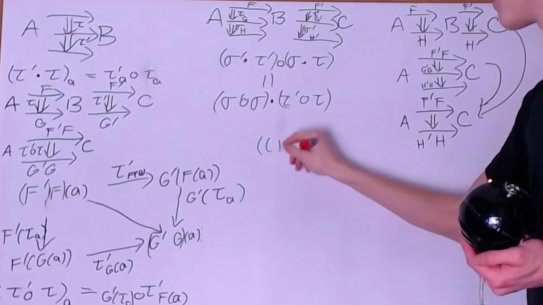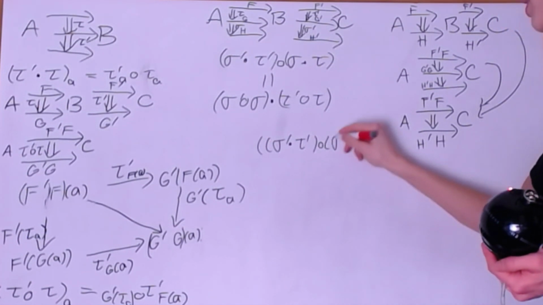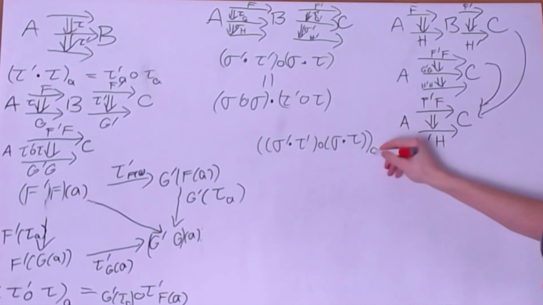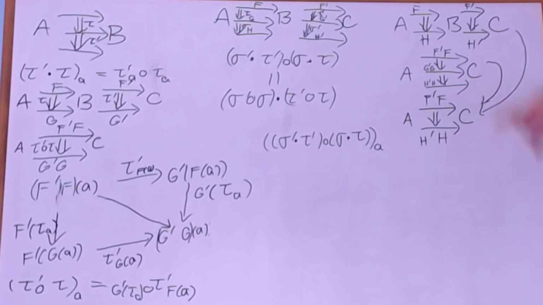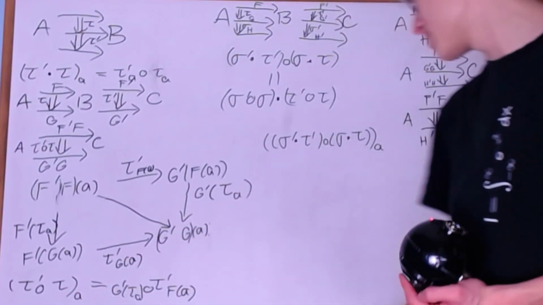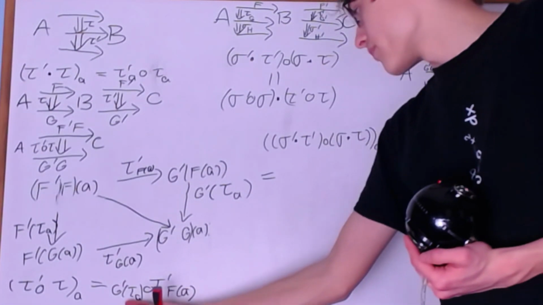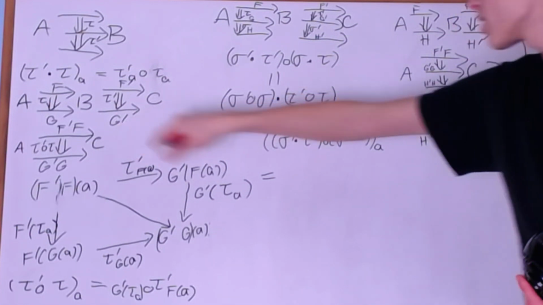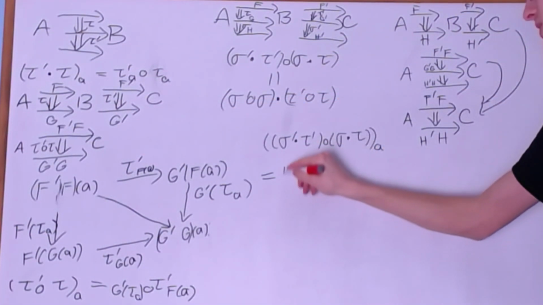So we can have sigma prime dot tau prime composed sigma dot tau, and we can do this at a general object A. Looking at the diagram we have for this one, and the definition we have for the components, let's just plug in. So we do G prime, so if we look at the diagram, G prime is the lower one. So in this diagram, it's H prime. So we do H prime.